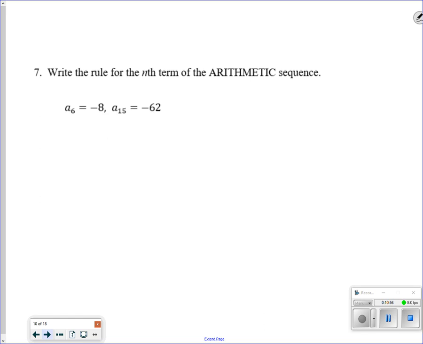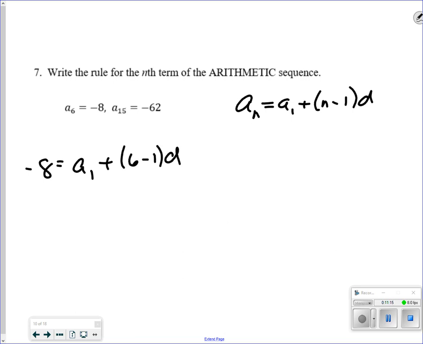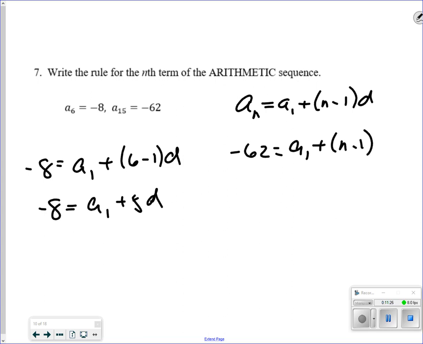Next one, write the rule again for the arithmetic, and they're not giving me very much information here. They're not giving me d, and they're not giving me a sub 1, so they're not giving me anything. I need to then write two equations, one for each one. So negative 8 would equal a sub 1 plus 6 minus 1d. So negative 8 equals a sub 1 plus 5d. Second one, negative 62 equals a sub 1 plus 16 minus 1d, so 15d.